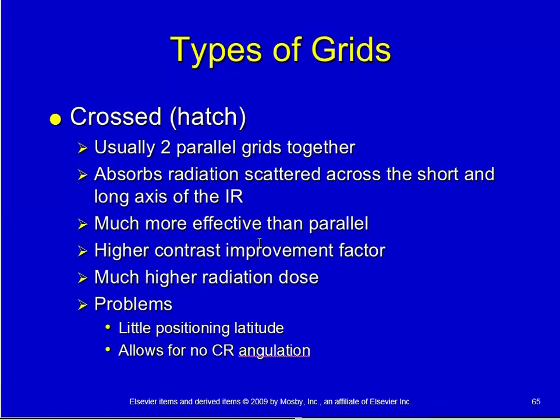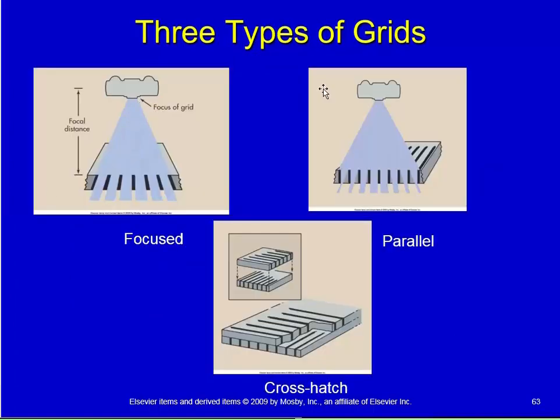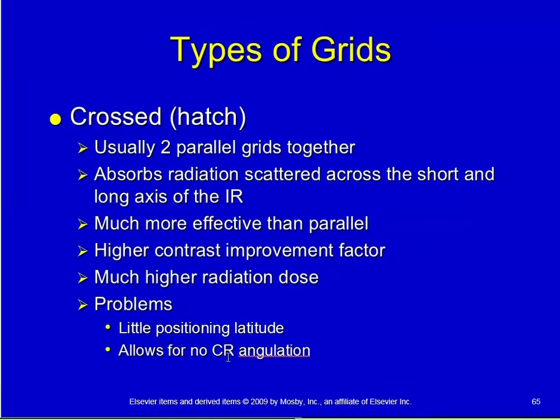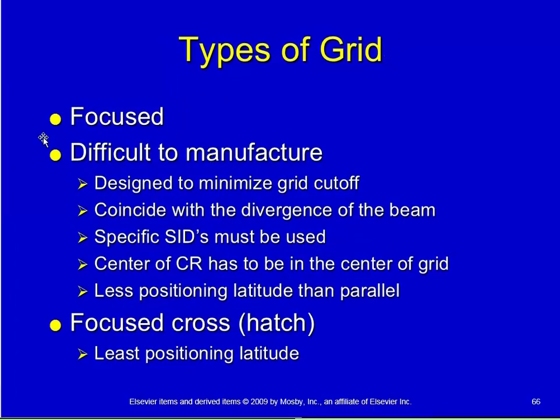And the biggest problem is that you've got very little positioning latitude, and it allows for no central ray angulation, where with the focused grid and the parallel grid you can angle in this dimension. With crosshatch you can't. So it's only a perpendicular central ray. Patient dose goes up significantly, and you have very little positioning latitude. More on the positioning latitude here in a minute.